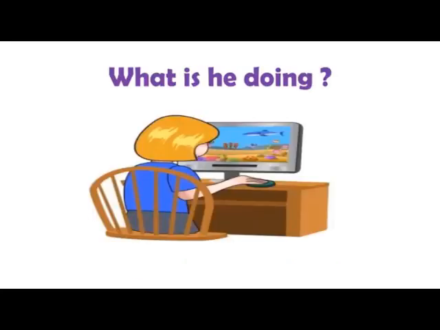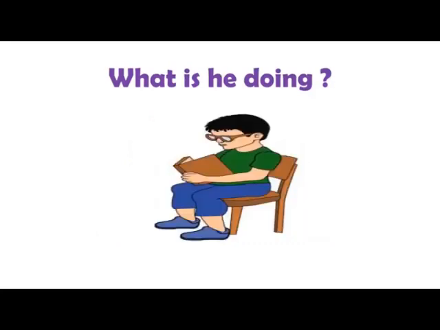Next picture. What is he doing? ¿Qué está haciendo? Ella está jugando, ¿verdad? Está jugando un juego. ¿Y cómo lo diríamos en inglés? A ver, vamos. She, muy bien. ¿Seguido de quién? Del verbo to be. Después, and then, the verb with ing plus the complement. Entonces diríamos, she is playing on the computer. Very good. Repeat after me, please. She is playing on the computer. Excellent. Next picture. What is he doing? ¿Qué está haciendo?